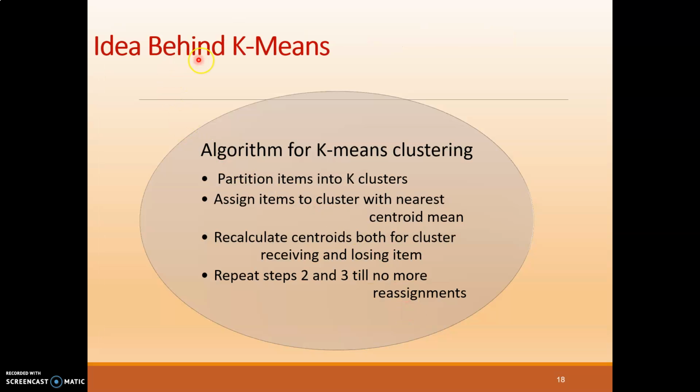Then the idea behind k-means. In the algorithm for k-means clustering, partition items into k clusters, assign each item to the cluster with the nearest centroid mean value, and recalculate centroids for both the cluster receiving and the cluster losing items. Next, we repeat steps 2 and 3 until there are no more reassignments. So we stop the procedure when we get the same new centroid values.